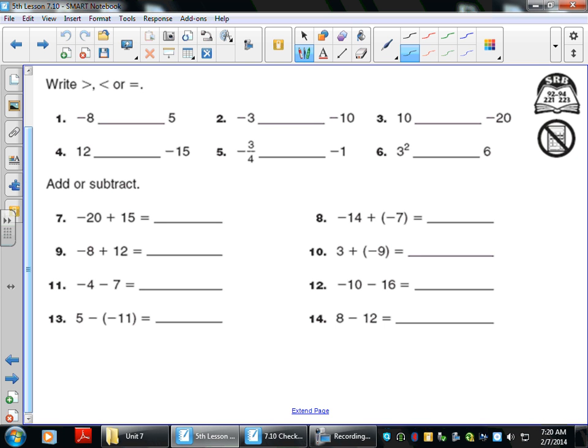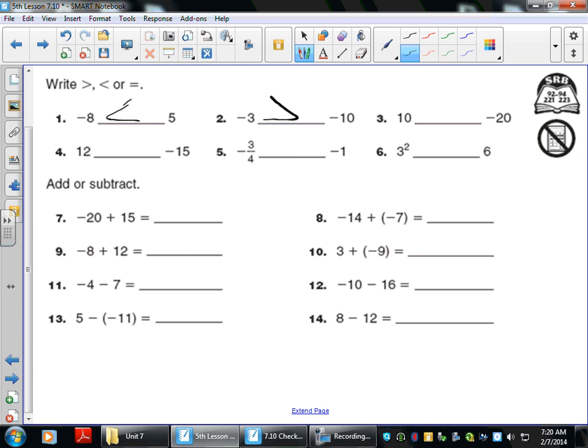-8 should always be less than a positive. That just makes sense. 5 is greater than -8. -8 is less than 5. That should be fine. Number 2 here, we have -3 should be greater than -10.